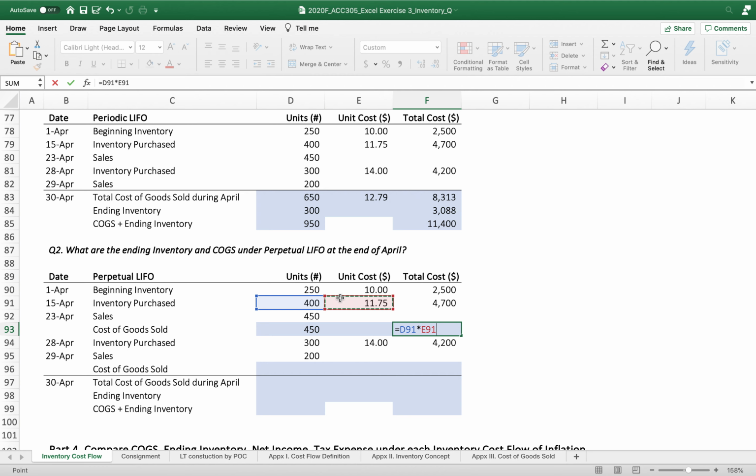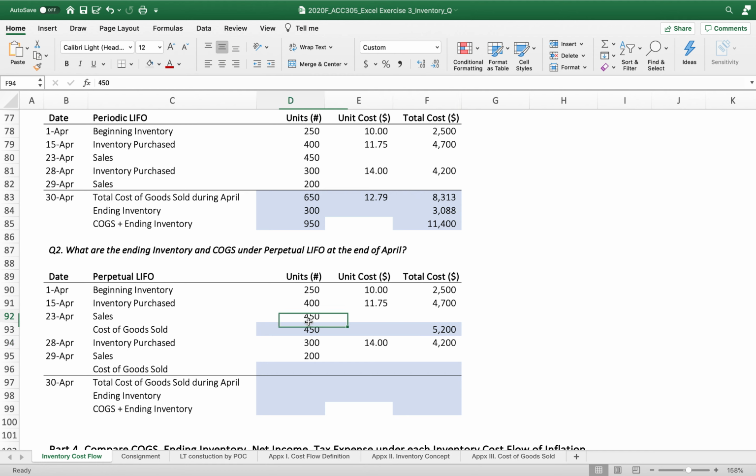11.75 plus, now what number do we need? That's correct, the 50, because we sold 450. We already counted this 400 inventory purchased on April 15. So now we need an additional 50 from the inventory purchased, the beginning inventory. Okay, so 50 times $10. So 5,200 is the cost of goods sold at the time we sold the inventory of 450.